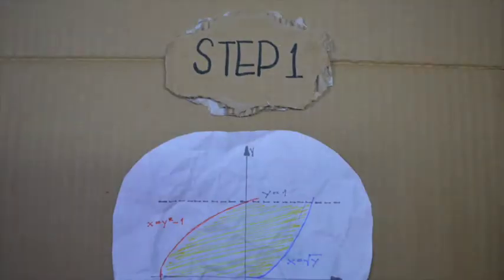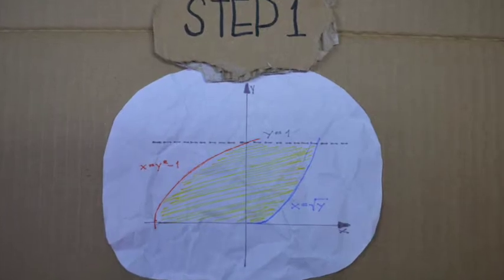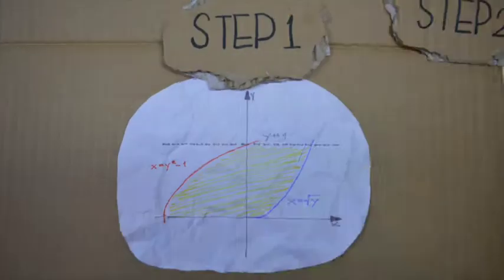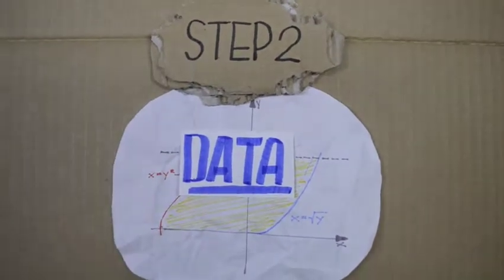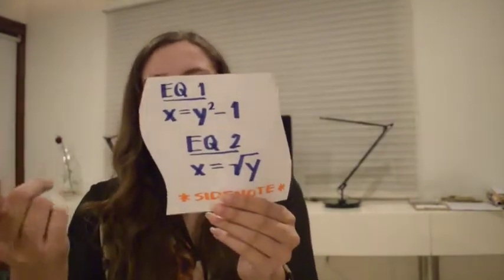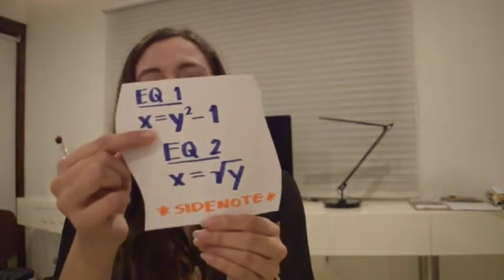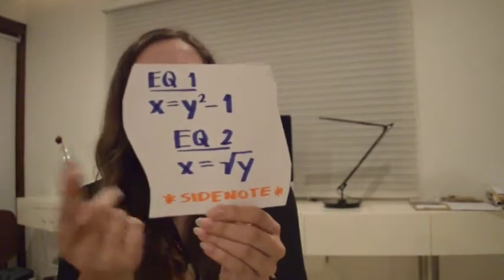Step 1. Understand the problem and analyze the graph. Step 2. Identify the data. So we know we have one equation, which is x equals y squared minus 1. The second equation, which is x equals square root of y.